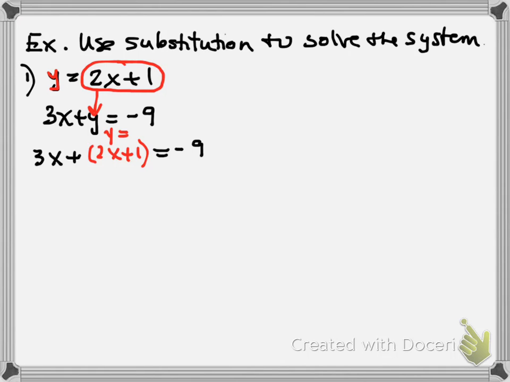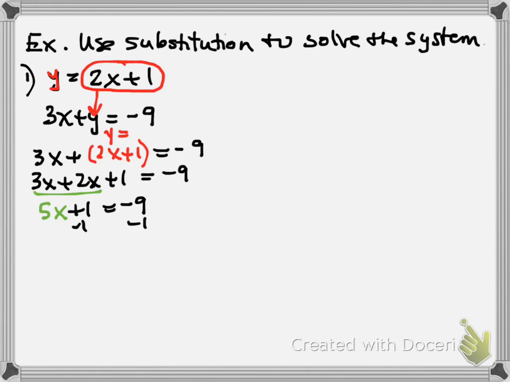Now, did I need the parentheses? No, this is again a teaching moment, so I'm just showing you how I substituted in for the y. Here's the replacement for it. So what I have is 3x plus 2x plus 1 equals negative 9. So I look for like terms. We have 3x and 2x, which is 5x. And then we have plus 1 equals negative 9.